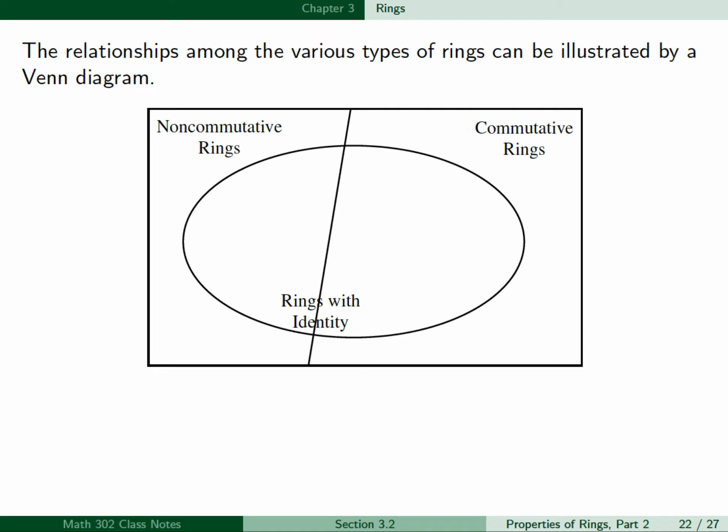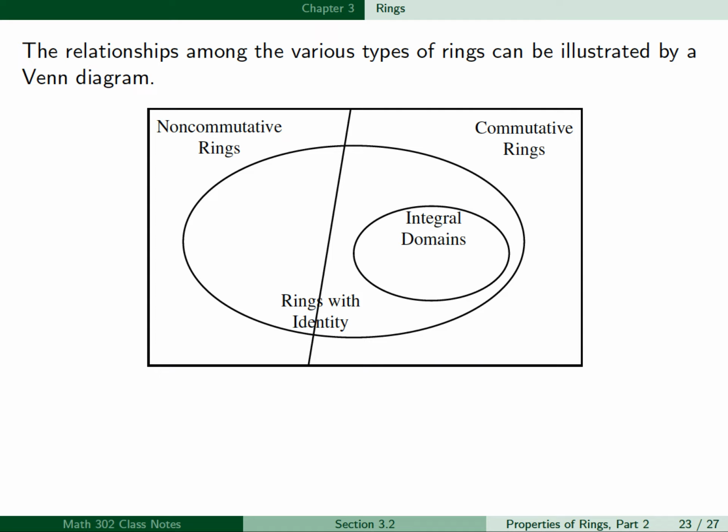And so we can go ahead and throw in an oval here to represent the rings with a multiplicative identity. So the rings with a multiplicative identity are inside the oval, and then the rings that do not have a multiplicative identity are outside the oval. And now a ring with identity may be commutative or it may be non-commutative, just as a ring without an identity may be commutative or may be non-commutative.